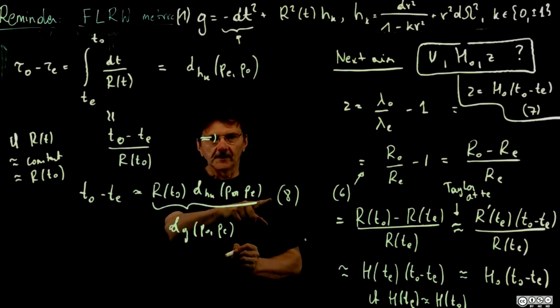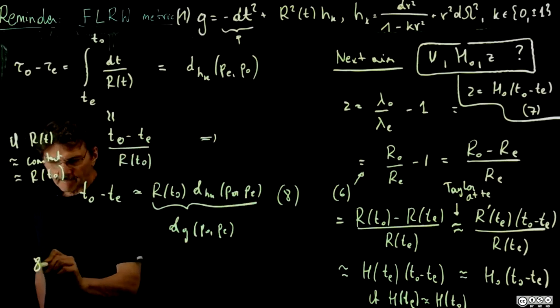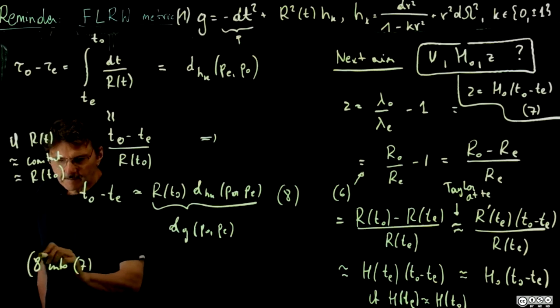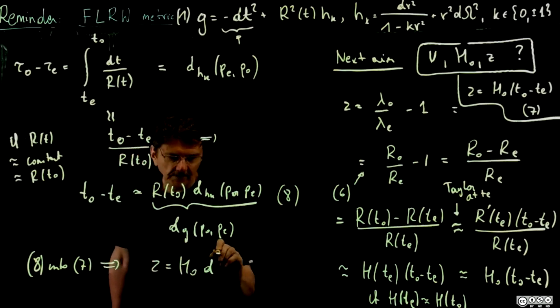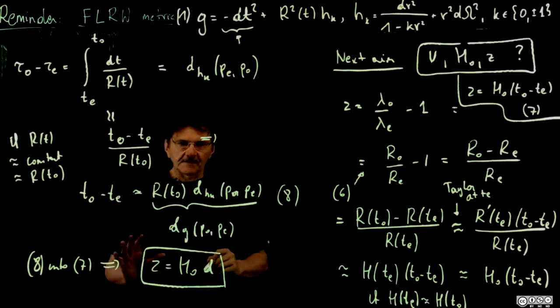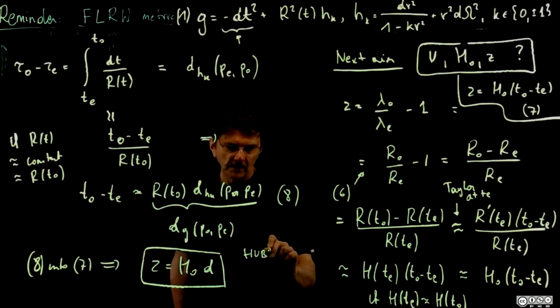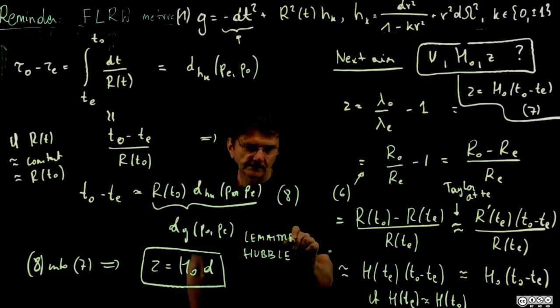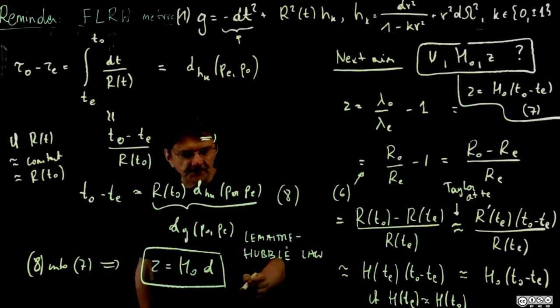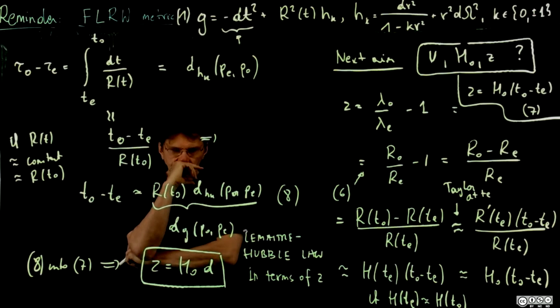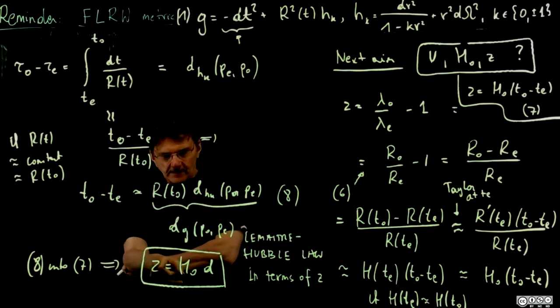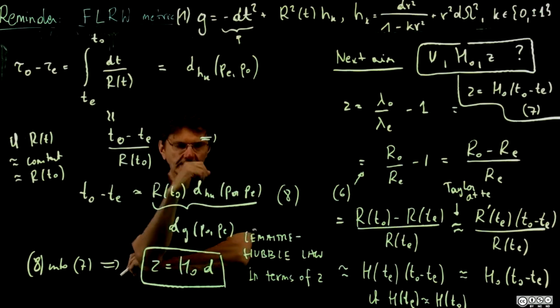And finally, if we put 8 into 7, we get that Z is equal to H zero D. So this is the right form of the Hubble law, or Lemaître law, in terms of Z. The redshift factor Z is directly proportional to the distance.